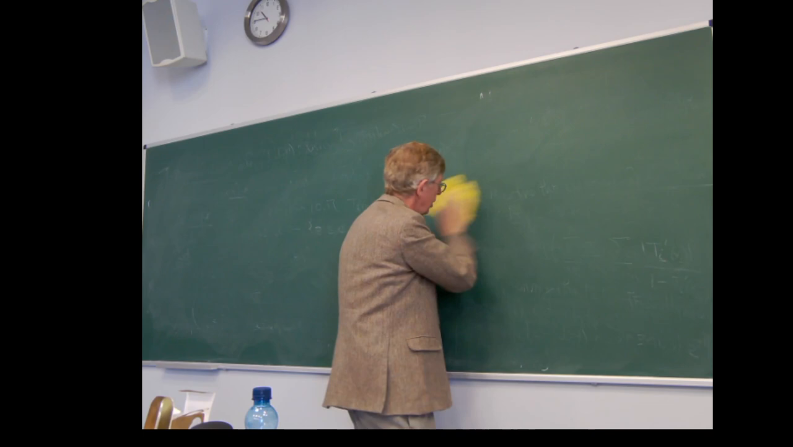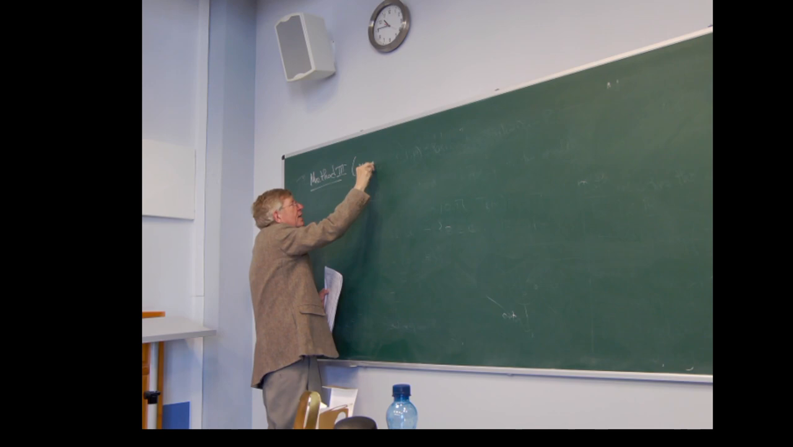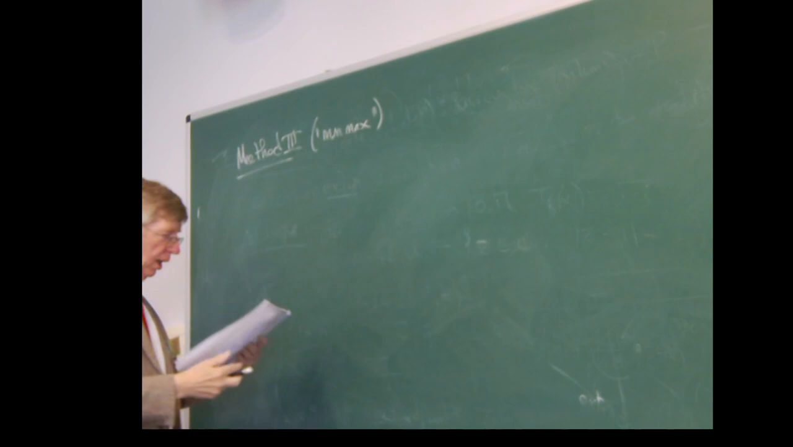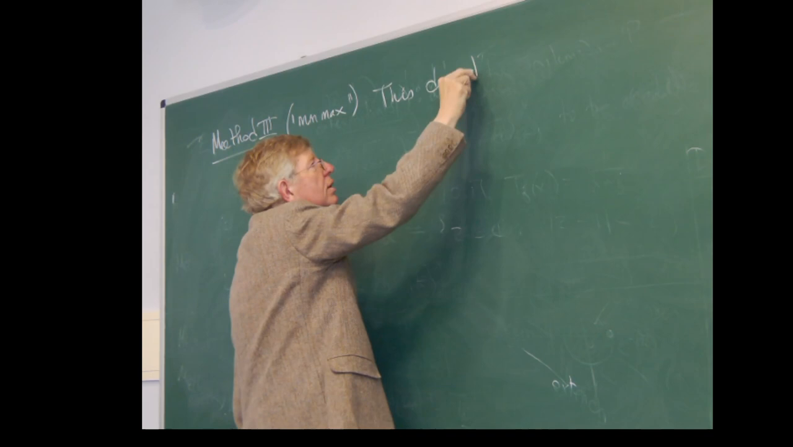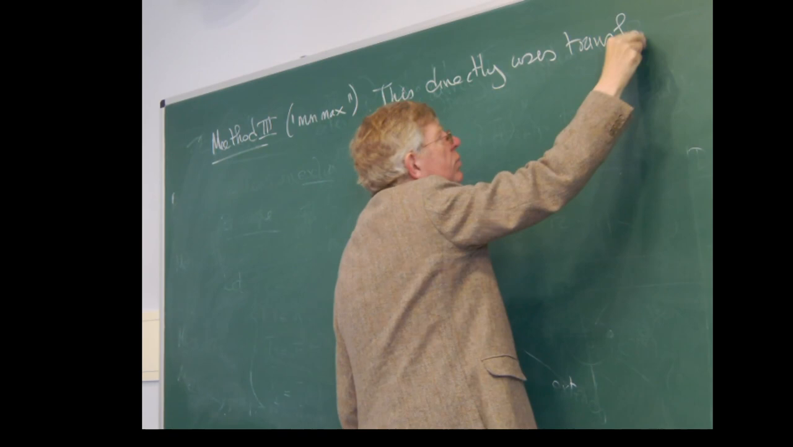Okay, so if you got lost in the last bit, don't worry, because it's disappearing. And I'm just going to talk now about the third method. So it also uses the Bowen approach, but in a slightly different way. So let's call this method three. And I still call it the minimax method, although it's not entirely clear to me why I call it that, but I have to call it something. So this directly uses transfer operators.